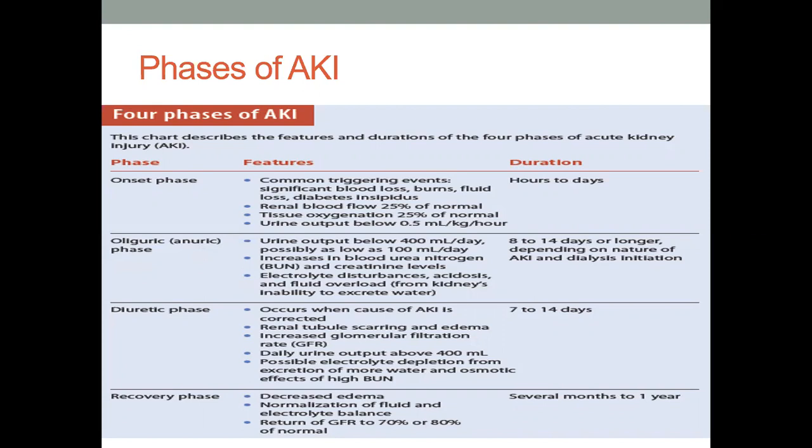Diuretic phase is when the kidney begins to show some signs of recovery, and it also occurs between 1 week and 2 weeks. It occurs when the cause of AKI is being corrected, maybe hypovolemia. Renal tubule scarring occurs and edema. There's increased glomerular filtration rate. Daily urine output now goes above 400 ml per day. And there is possibility of electrolyte depletion from excretion of more water and osmotic effects of high blood urea nitrogen.